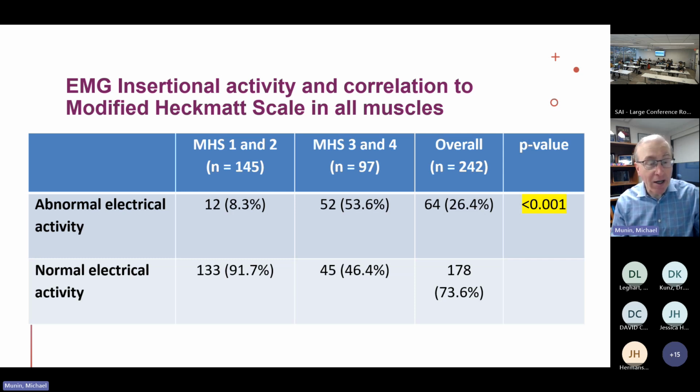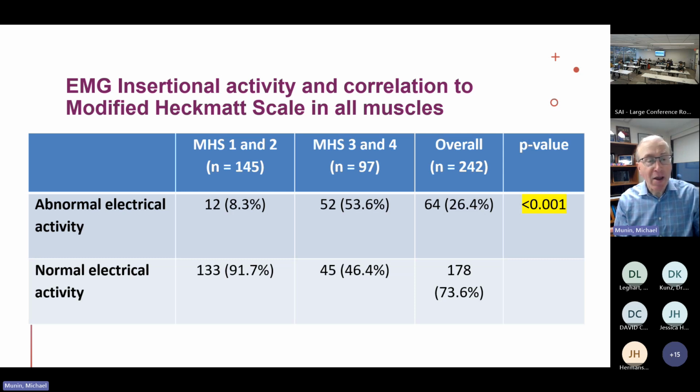So that's really excellent to know that when we see a normal appearing muscle, for the most part, 92% of the time, it's normal electrically as well. Now, 8% is abnormal, but the vast majority, which I'm going to show you in the next slide, is denervation, which we believe are the lasting effects of botulinum toxin.